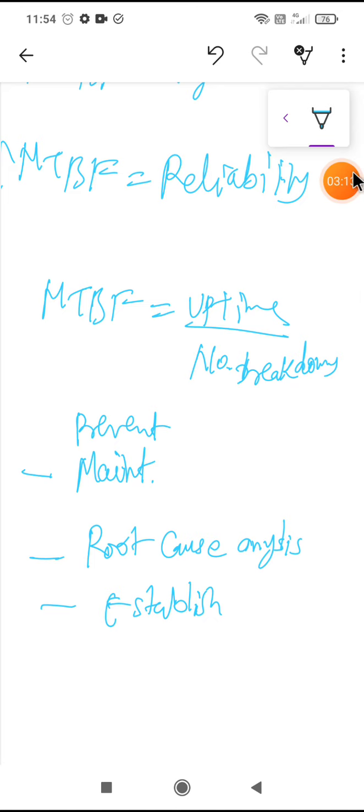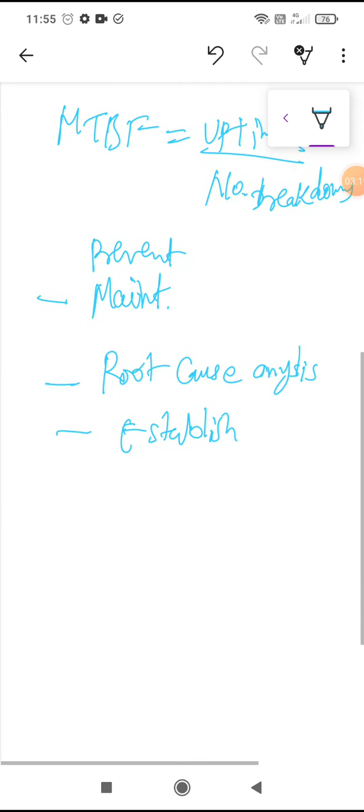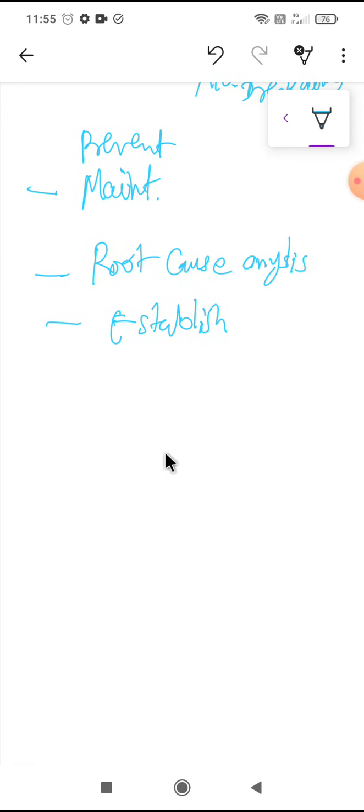Even though MTBF and reliability are different, you can very easily convert MTBF to reliability using the equation: reliability as a function of time t, R(t), is equal to e raised to minus t divided by MTBF, where e is 2.7.